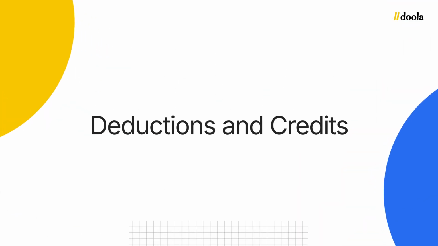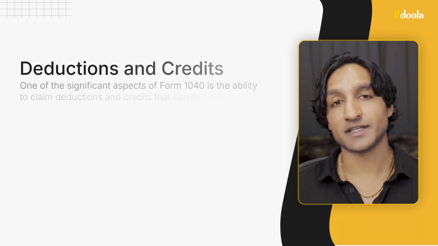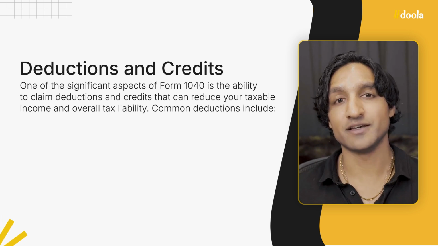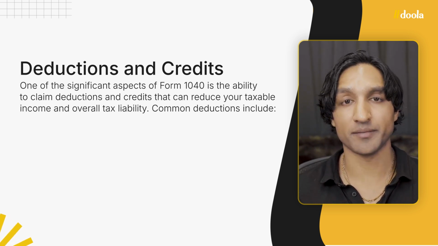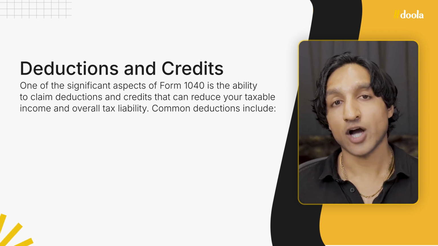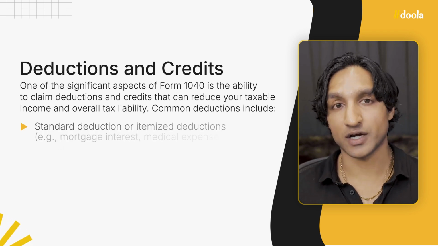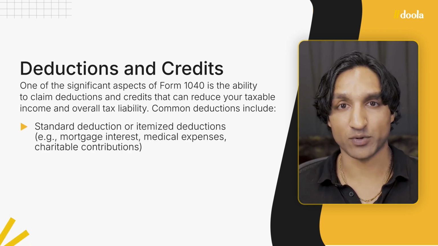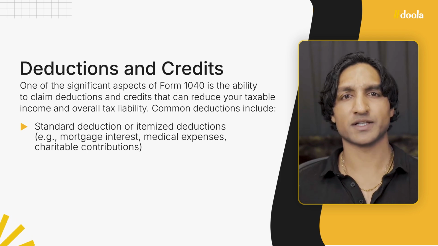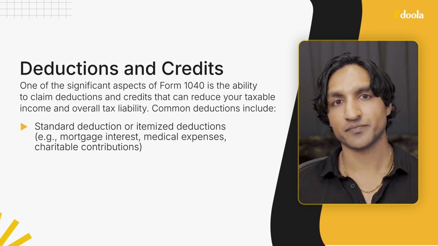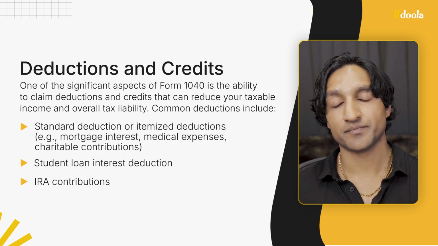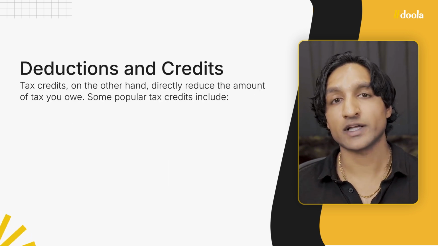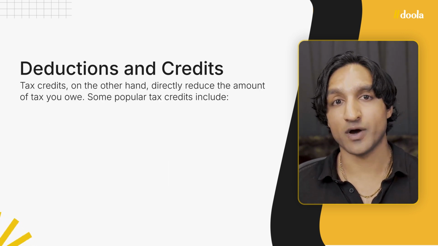Deductions and credits. One of the significant aspects of Form 1040 is the ability to claim deductions and credits that can reduce your taxable income and overall tax liability. Common deductions include standard deduction or itemized deductions, for example, mortgage interest, medical expenses, and charitable contributions, student loan interest deduction, and IRA contributions. Tax credits, on the other hand, directly reduce the amount of tax you owe.